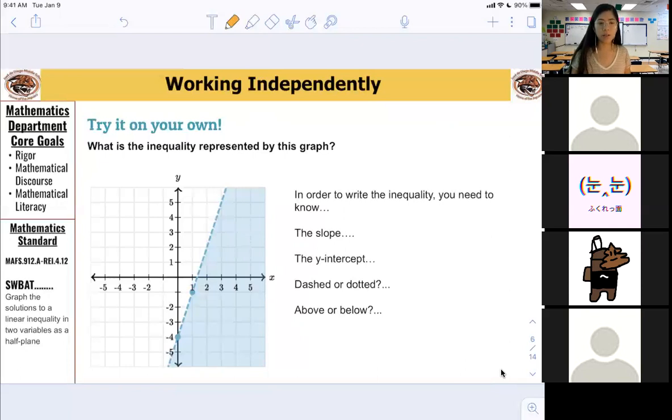On your own, take about 5 minutes, take a look at this graph, figure out the slope, the y-intercept, and then is it dotted or dashed? This should say solid, my bad. Is it dashed or solid? Is it above or below? And then put that all together and see if you can figure out the inequality. So I'll give you guys about 5 minutes. Feel free to answer or ask any questions in the chat and I'll go ahead and answer them.